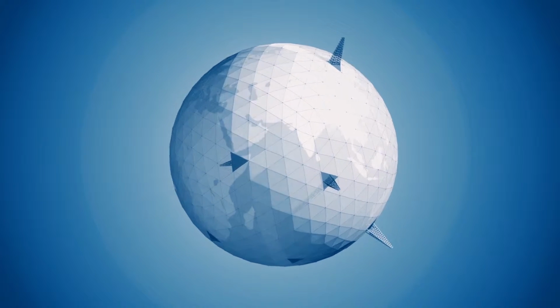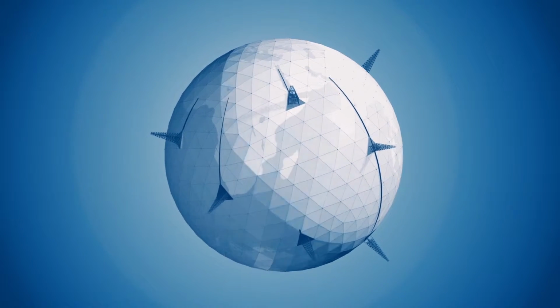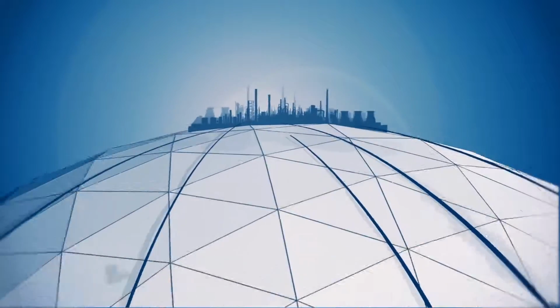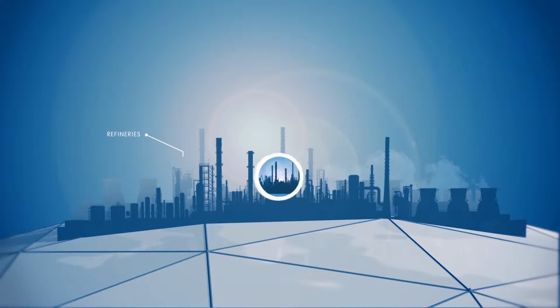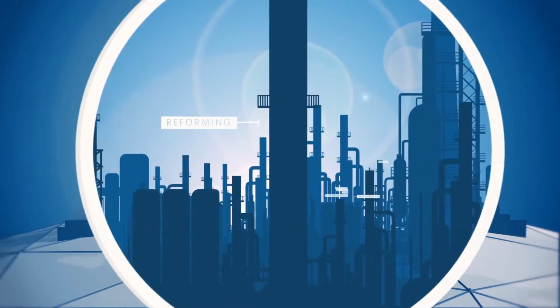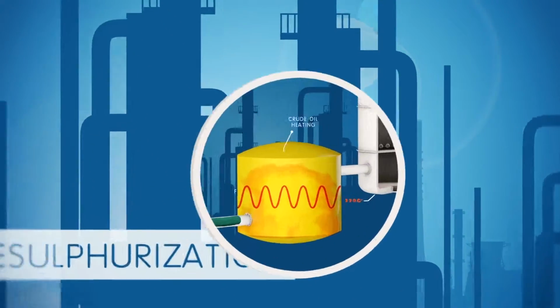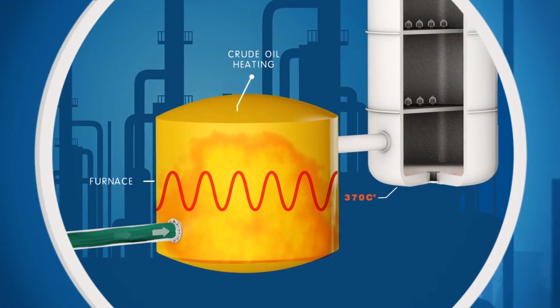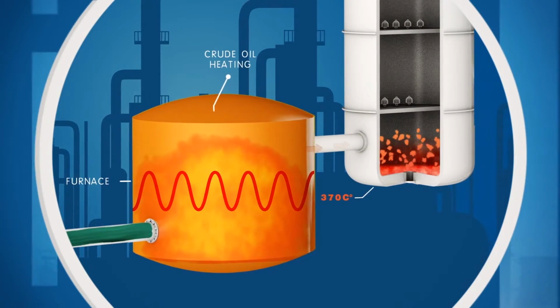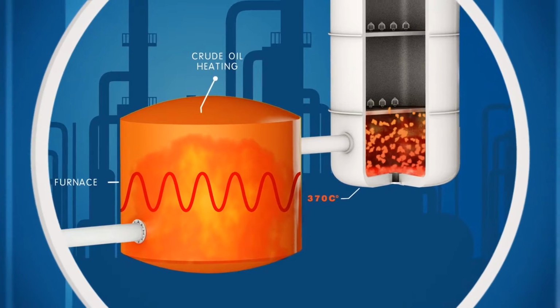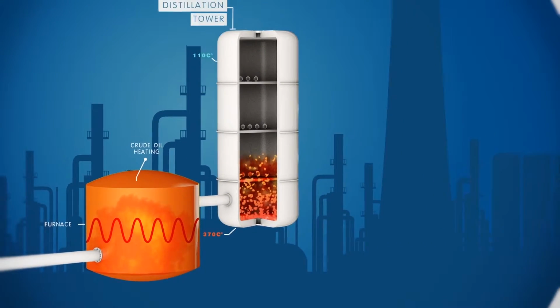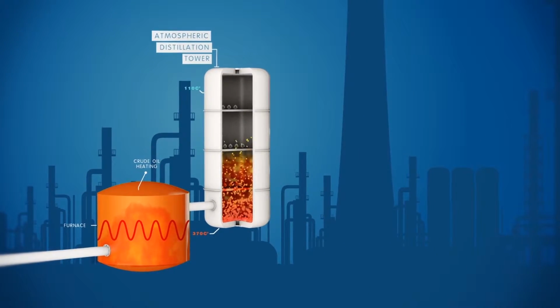Crude oil is transferred from the drilling facilities or the oil wells to the refineries in order to be processed to produce marketable products. Refining is a series of complex physical and chemical processes. The process begins with the heating of crude oil, which subsequently, in the form of a hot mixture of gases and liquids, is fed to the atmospheric distillation tower.